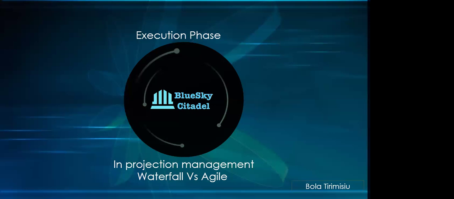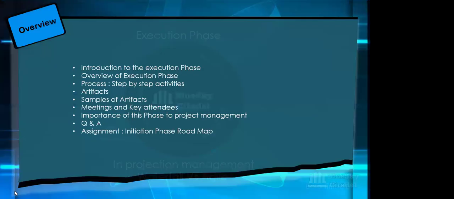And I know that you've been looking at the different phases. So we looked at the initiation stage, looked at the planning stage, and today we're going to look at the execution phase. So just to give you an overview of what we're going to look at this evening, we're going to look at an introduction of the execution phase, an overview of it in relation to waterfall versus agile, and we will look at the step-by-step activities within this execution stage.